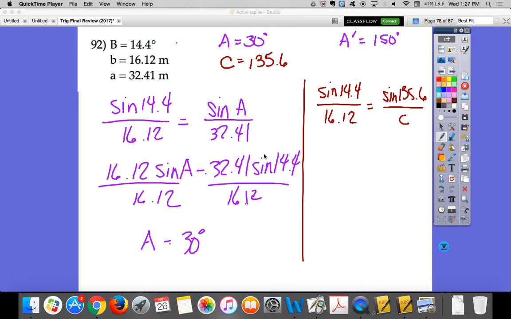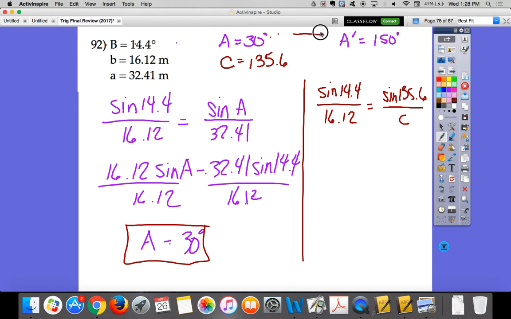Starting back with number 92. This is one that met the conditions for the ambiguous case. You had one angle given, it was acute, and when we solved it, we found an acute angle, which meant that we had to do two scenarios. What if it was the acute angle we found, or the ambiguous case being 180 minus that?